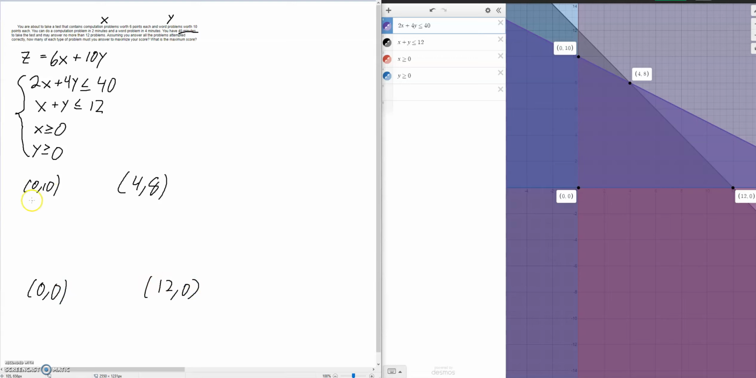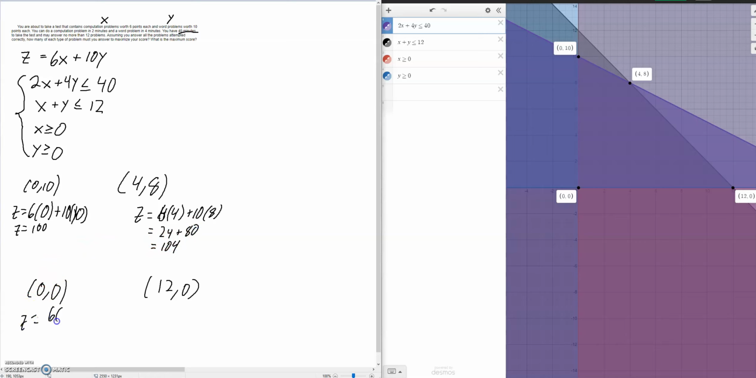So (0, 10). I'm going to plug this in here. Z equals 6 times 0 plus 10y. And y is, of course, 10. 6 times 0 is 0. 10 times 10 is 100. So I get 100 points if I just do the 10 word problems. Now what about here? Z equals 6 times 4 plus 10 times my y here, which is 8. 6 times 4 is 24. 10 times 8 is 80. Add these up and I get 104.